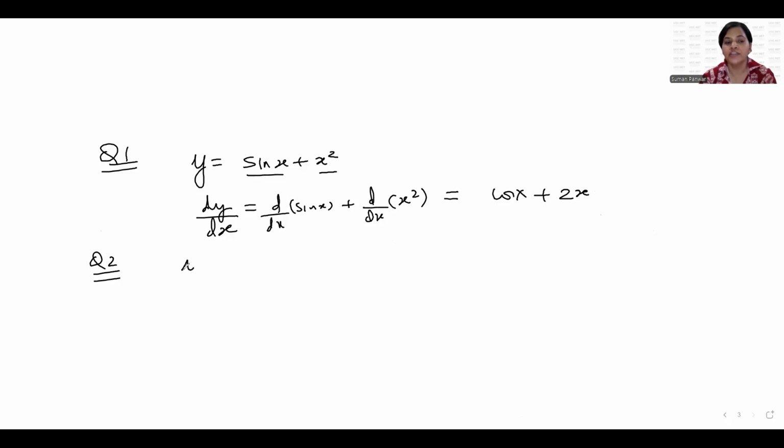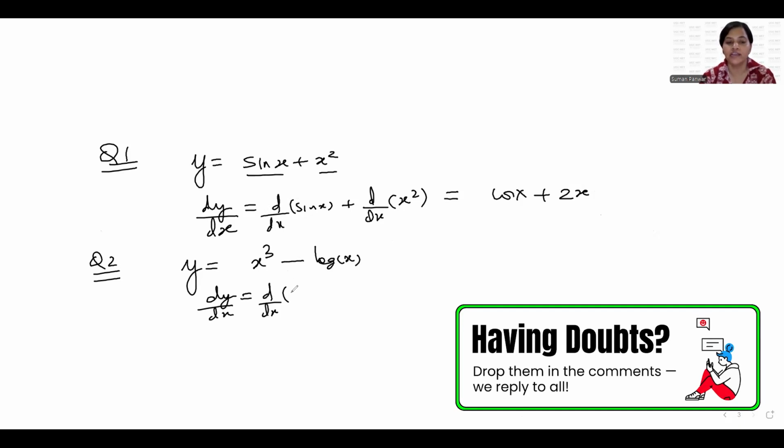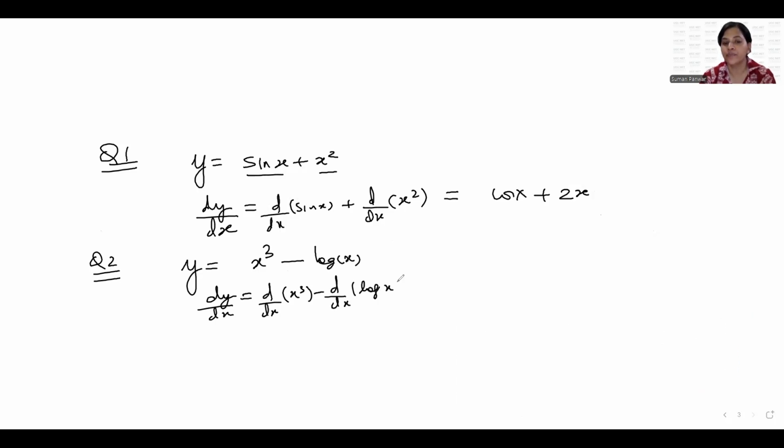Question number 2. Suppose we have to find out the derivative of x cube minus log x. Again, we will apply the difference rule. So dy by dx will be derivative of x cube minus derivative of log x, which will be 3x square minus 1 upon x.